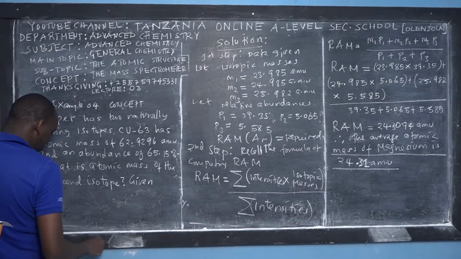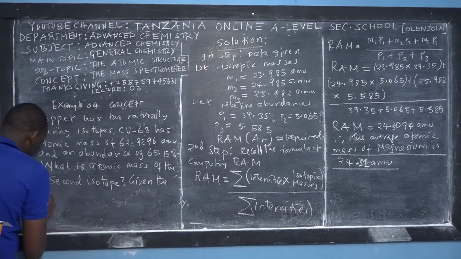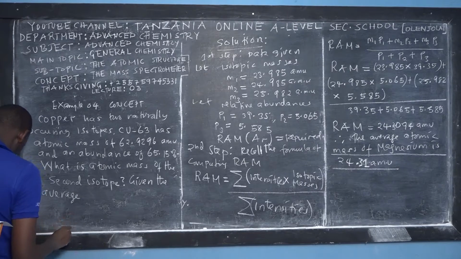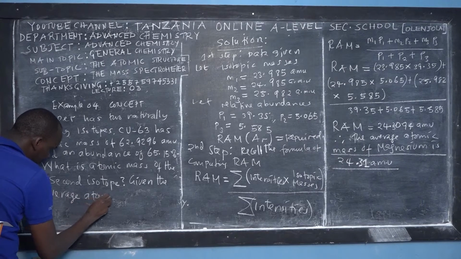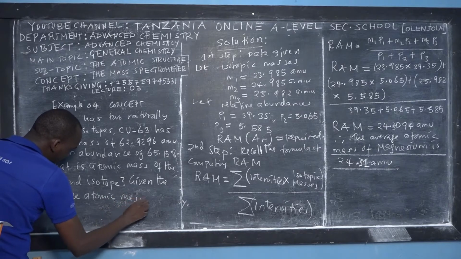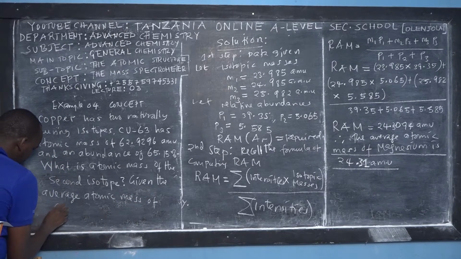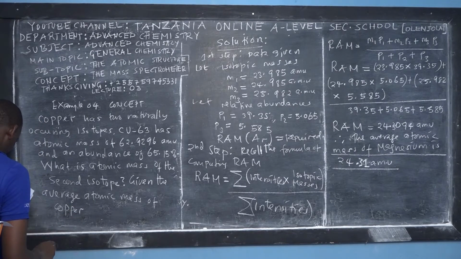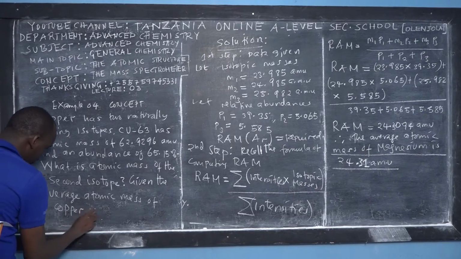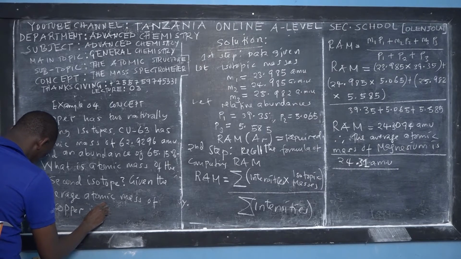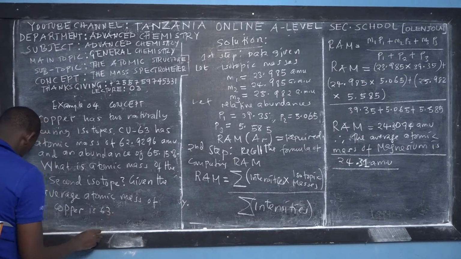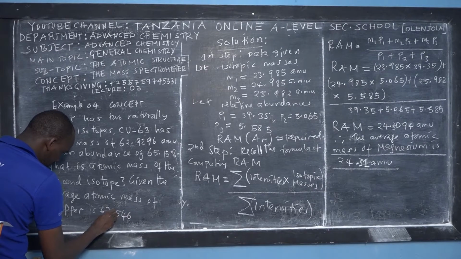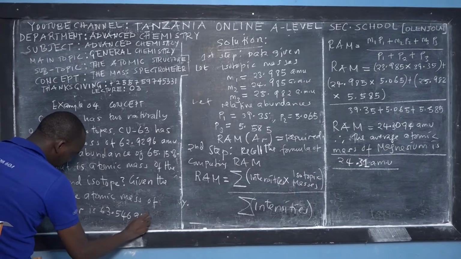Given the average atomic mass of copper, you know the meaning of average, it means relative atomic mass. So given the relative atomic mass of copper is 63.546 atomic mass unit.